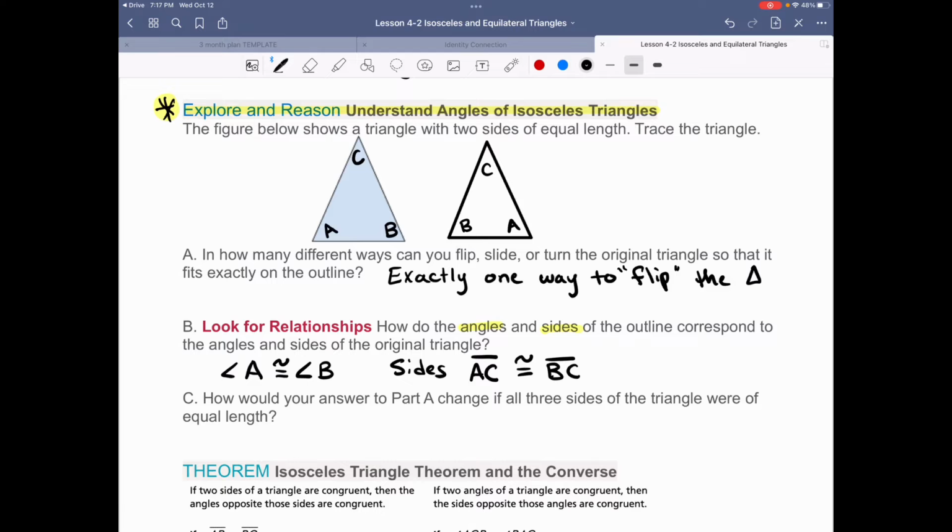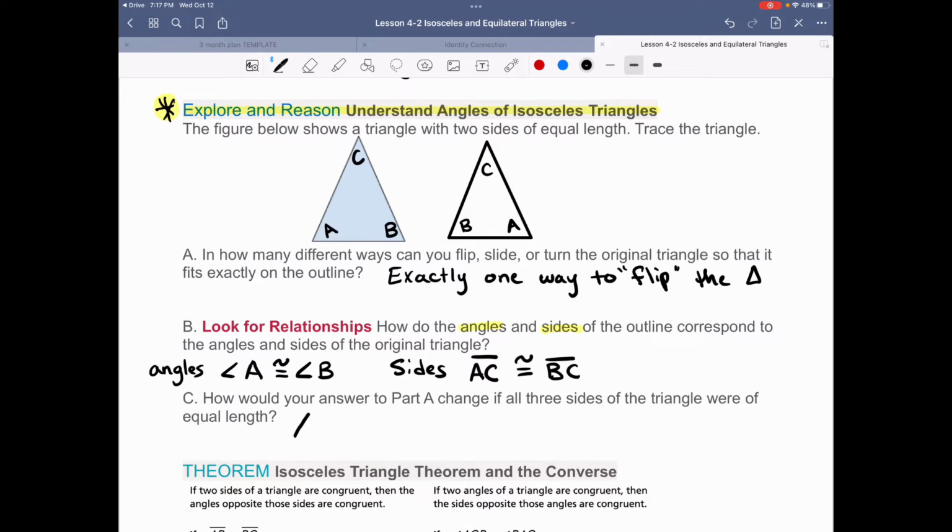And we should probably write angles over here, so you get used to that symbol for angle. And the symbol for side is the line on top of the AC and the line on top of the BC. How would your answer to part A change if all three sides of the triangle were equal in length?